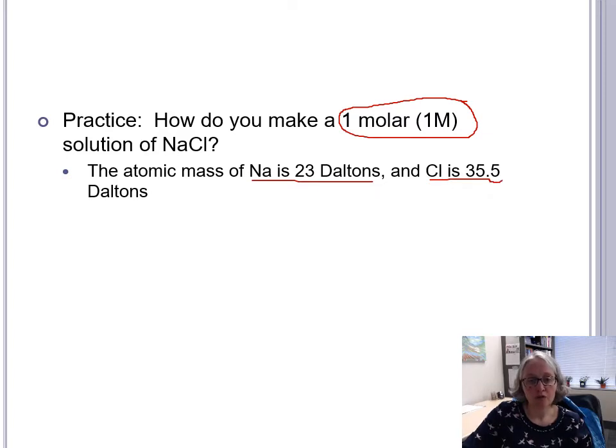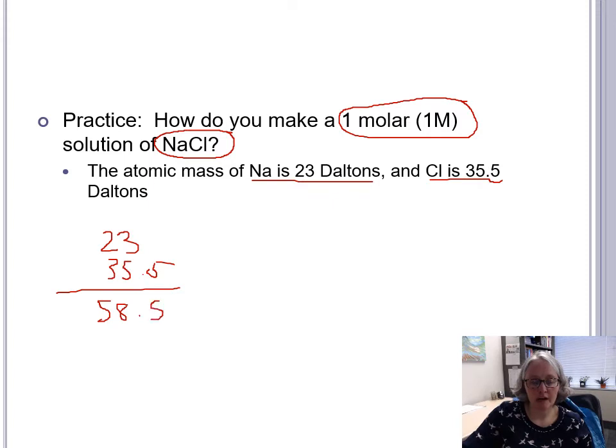The first thing I need to do is figure out the molecular mass of sodium chloride. How much does a piece of sodium chloride weigh? And so it's 23 for sodium and 35.5 for chloride. If we add these up together, our mass is 58.5 daltons. Again, we can't measure things in daltons, they're just too small.